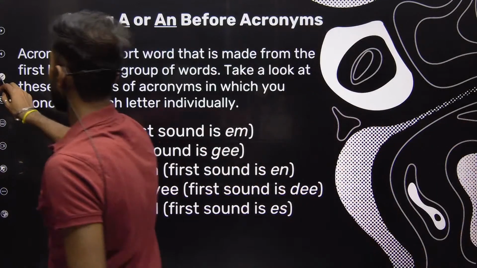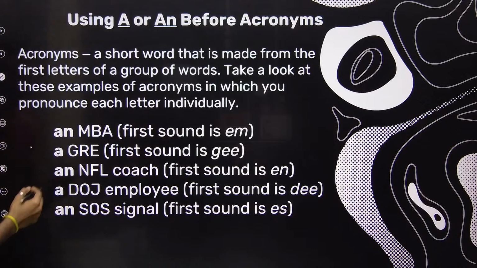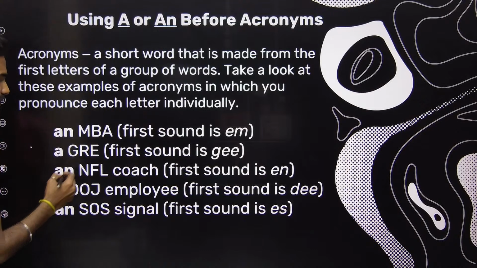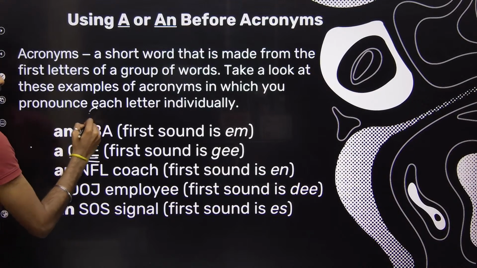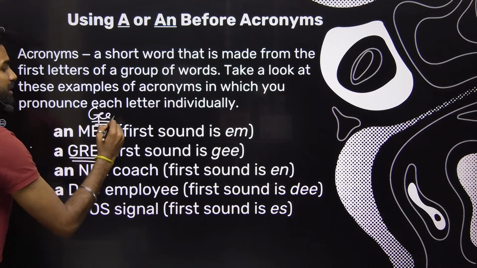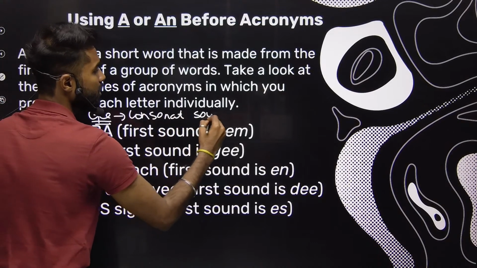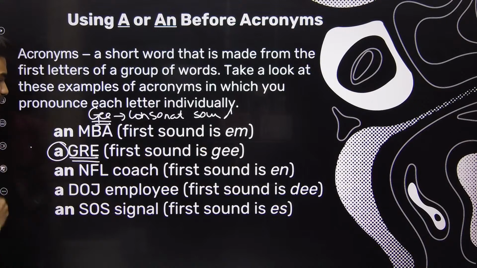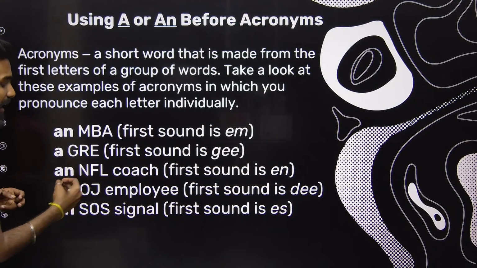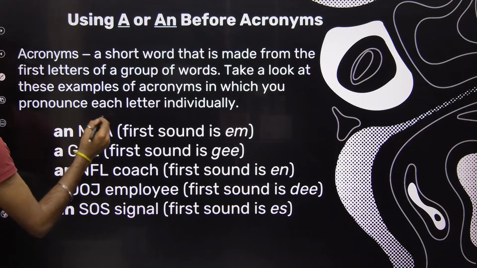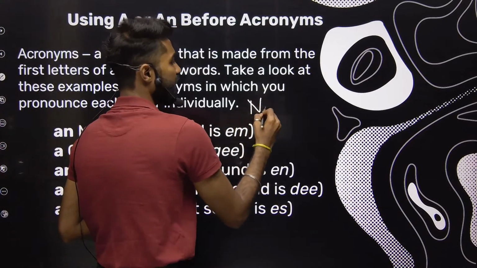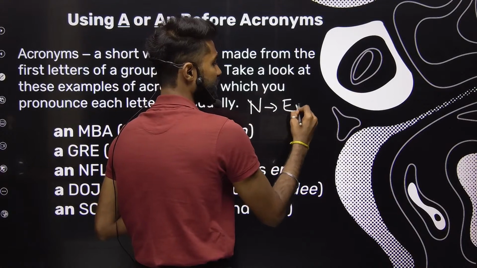See, again, here in this case, a GRE. How is GRE pronounced? G is pronounced as "jee", so this is a consonant sound. That's it. That is why I'm using "a" before it, right? Look at this one: an NFL coach. NFL, N. How do we pronounce N? N is pronounced as "en", right?